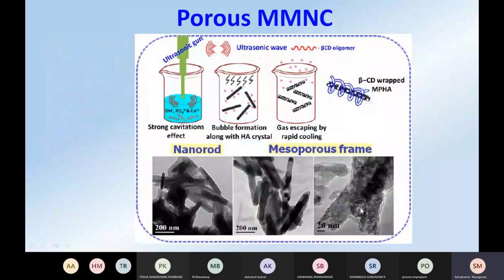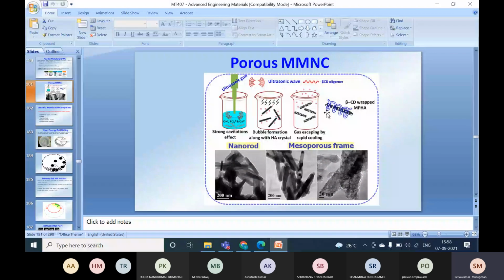This is from the same paper that I gave you, for the case of how the mesoporous structure is forming and how the nanorod size is increasing when you add the beta cyclodextrin based oligomers. Maybe we'll see that in the next class.